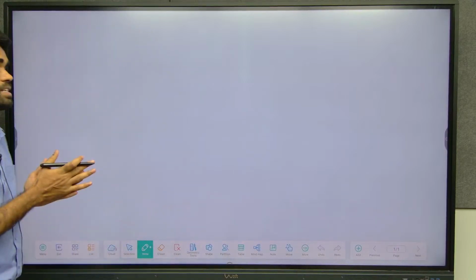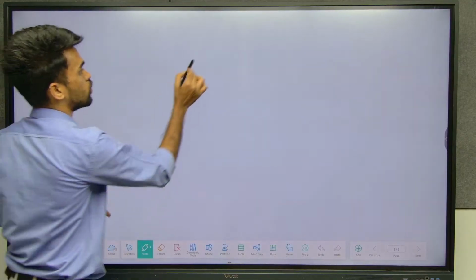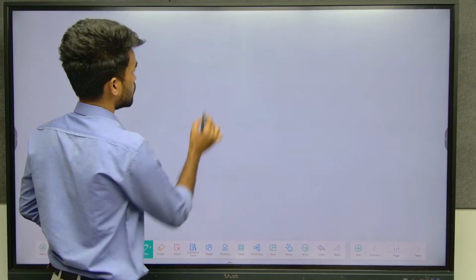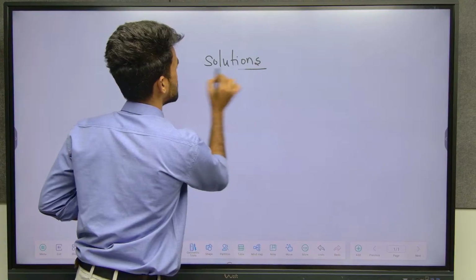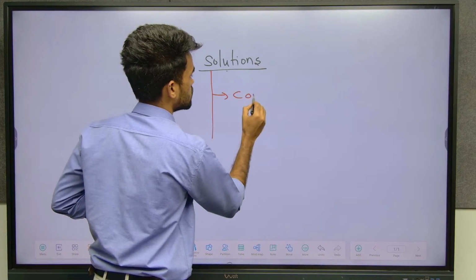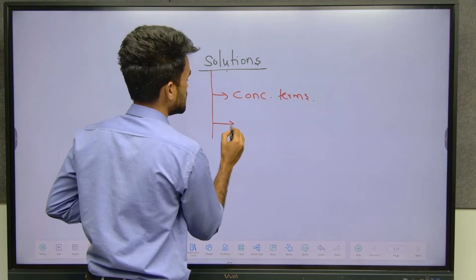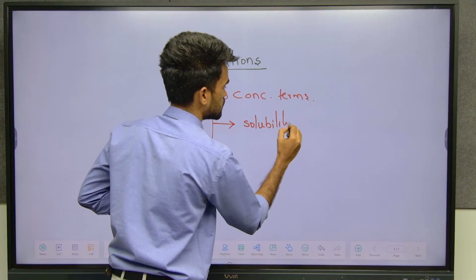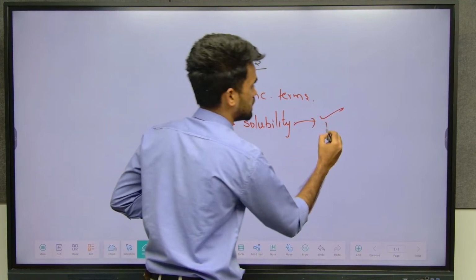So today we will be discussing solutions. In this chapter, the first thing you need to focus on is concentration terms. Next, solubility, and the factors affecting the solubility. What are the factors?